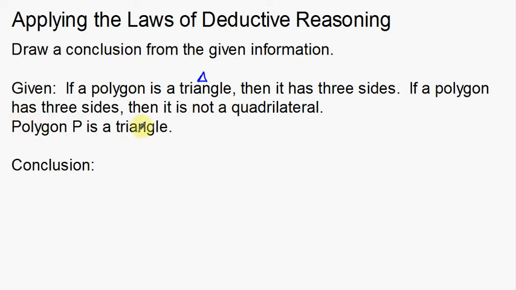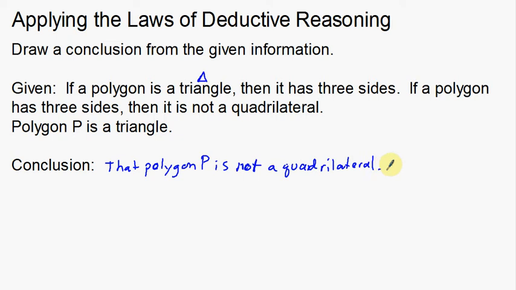If this polygon P is a triangle, I can conclude that polygon P is not a quadrilateral. Polygon P is not going to be a quadrilateral. That's the conclusion I can come to from that. Now, there's another, a little bit different way to see this.